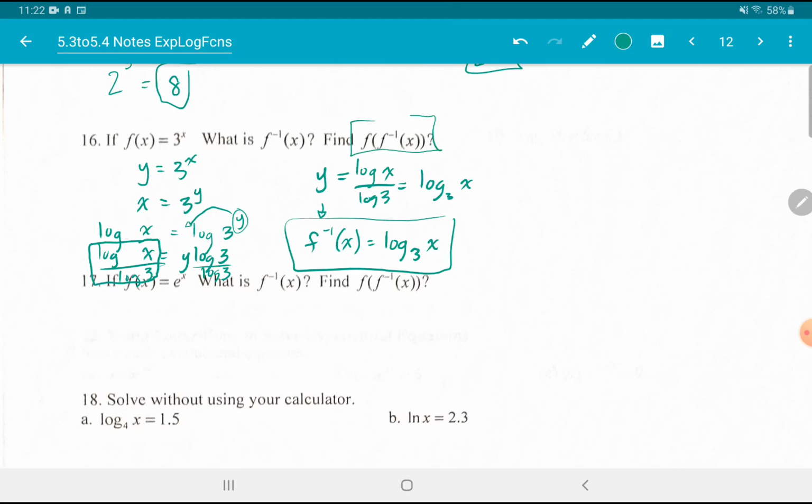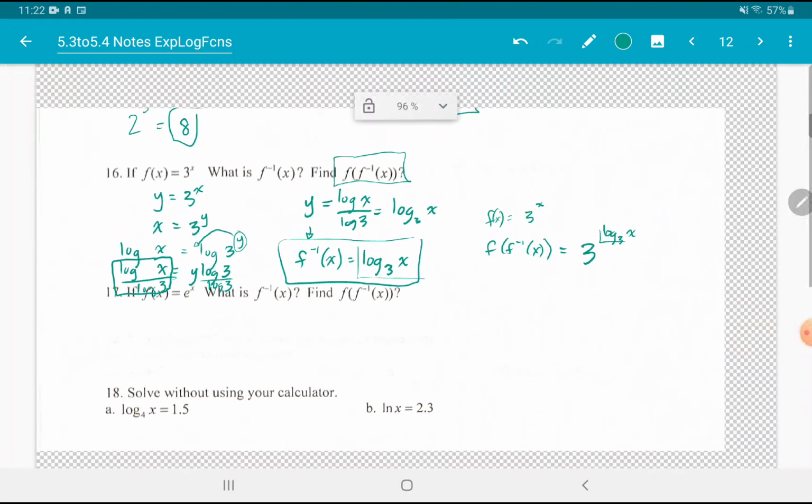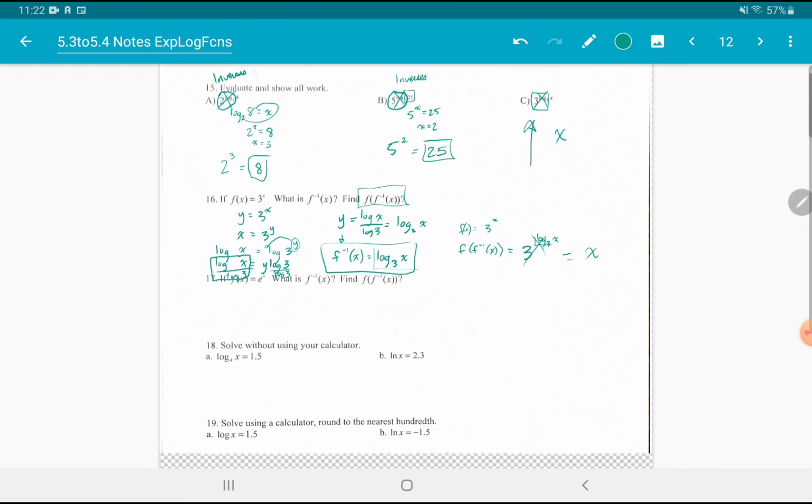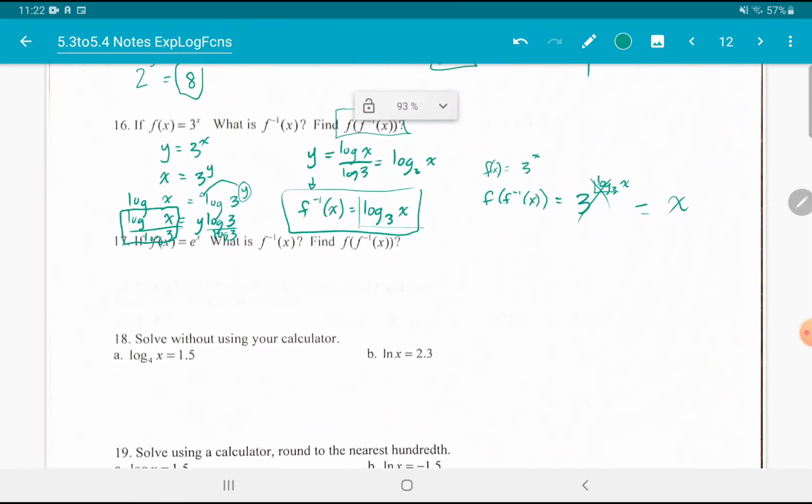Now what we're going to do is find f of f inverse of x, which means f, our outermost function, is 3 to the x, right? f of x is 3 to the x. So f of f inverse of x is 3 to the power of whatever that x value is, which is the inverse. That's going to be log base 3 of x. Oh, and that brings us back to scenario C, and those cancel out. And you can see that we do get x, showing that they are inverses of each other.